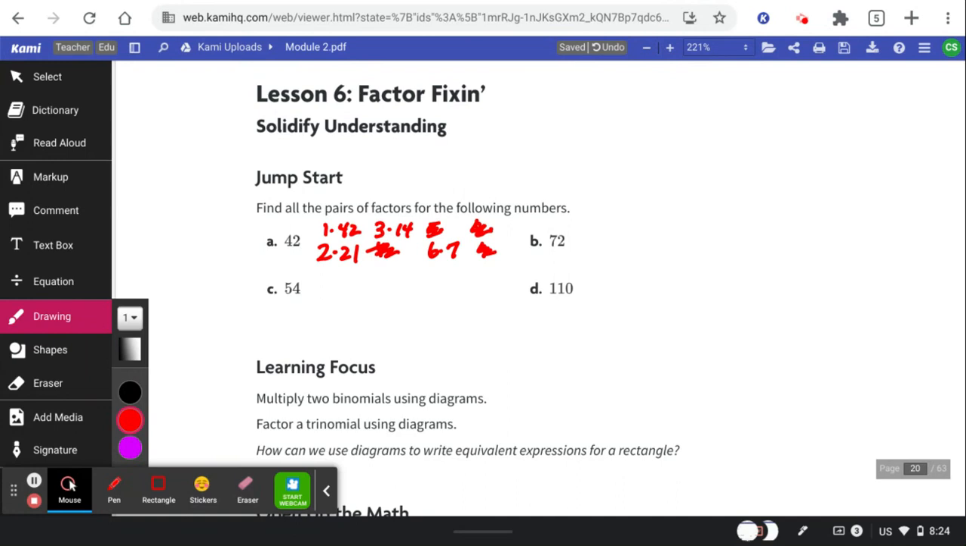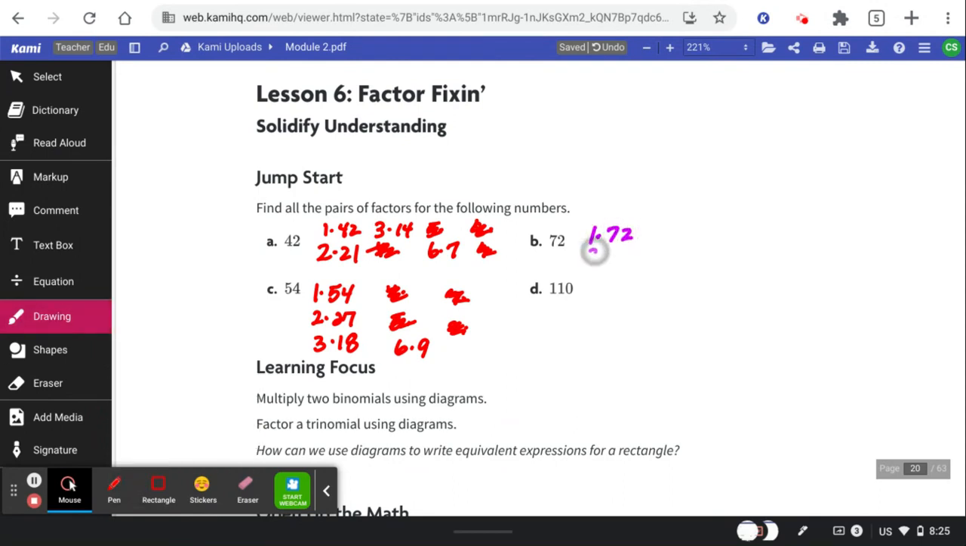Okay, let's try 54 now. 1 times 54. 2 times 27. 3 times 18. Double check me on that one. 4 doesn't go in. 5 doesn't go in. 6 times 9. 7 doesn't go in. 8 doesn't go in. And there we go. There's our list of factors.